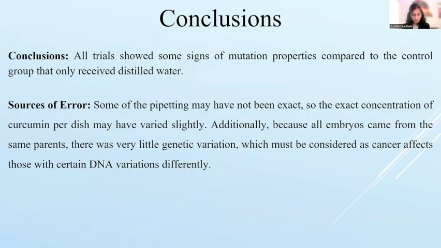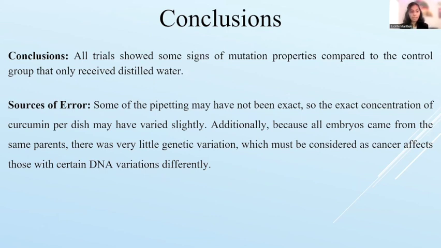All the trials in my experiment represent some sign of mutation compared to the control group that only received distilled water. Some sources of error, however, were present in my experiment. Some of the pipetting may have not been exact, so the exact concentration of curcumin per dish may have varied slightly. This may have caused different mutations that decrease the amount of severity that was noted in the graph.